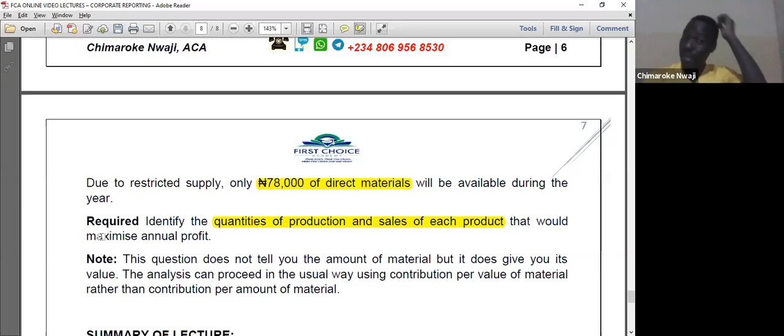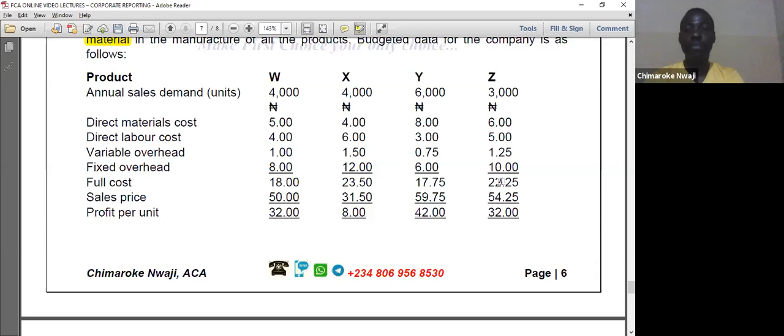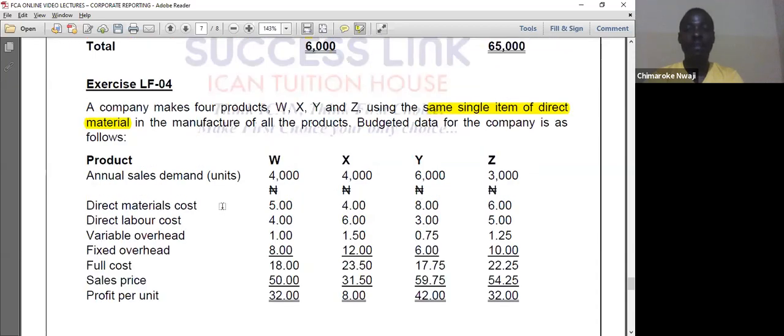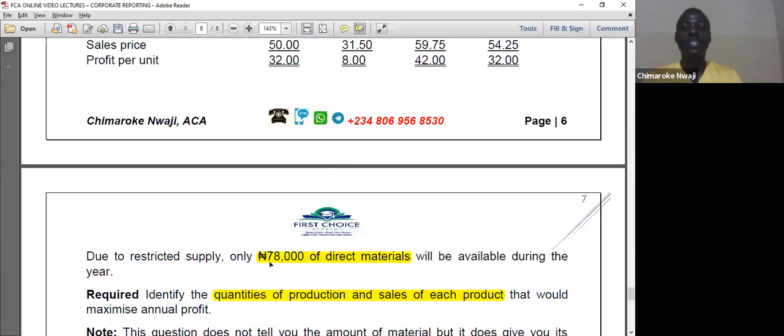I've helped you to identify the limiting factor here because of 2 hints here. It gave us this hint, single direct material, same single direct material, which shows you that they are all competing for the same type of material. Let's say it's flour. They are all using the same type of flour. And now they said they are giving you only 78,000 naira. Now they said this is 78,000 naira of direct materials.